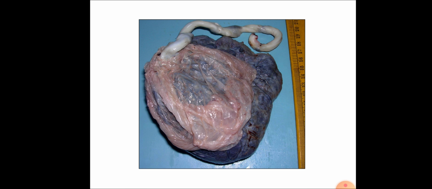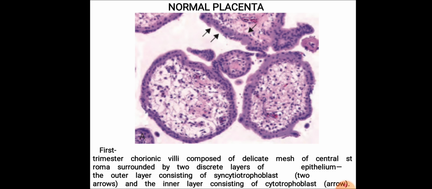This is a gross picture of a placenta. Here we can see membranes attached to it, along with the umbilical cord attached to it. So placenta, membrane and umbilical cord which is attached to it. This is a histology of normal placenta.